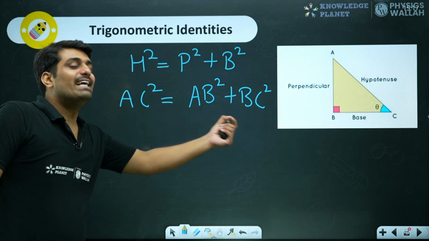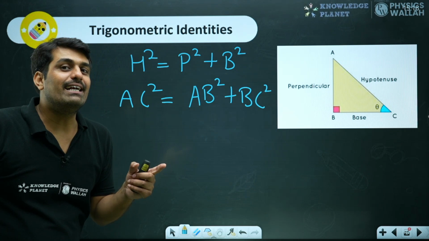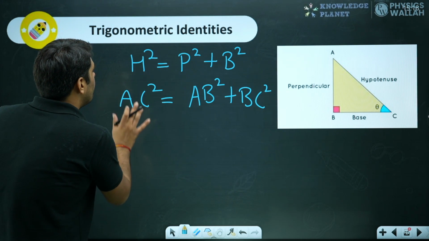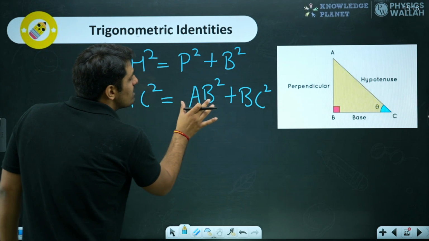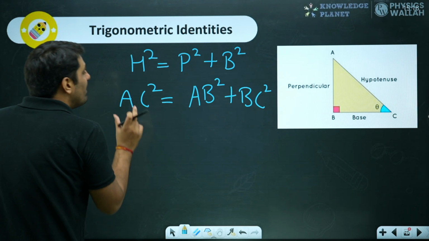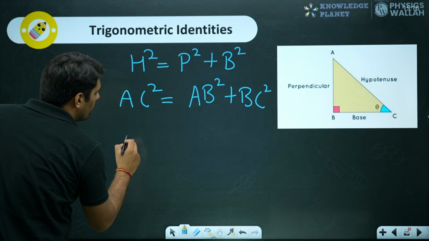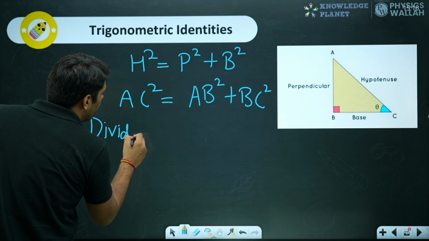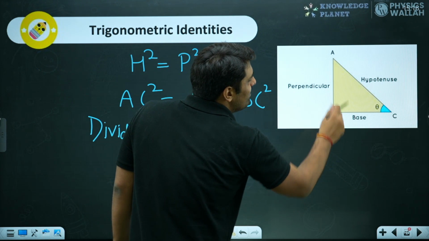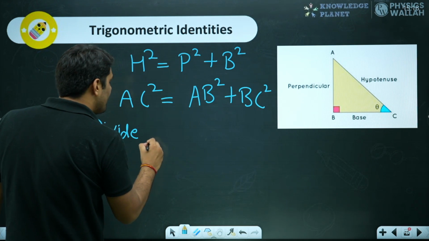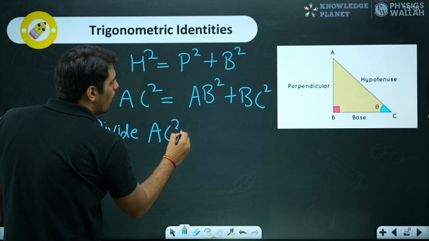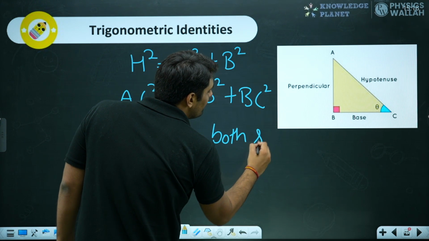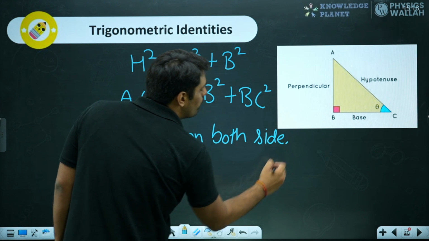Now, this is not an identity. What is an identity? An identity is something for which every value works. This is not an identity at the moment. So over here, if AC square is equal to AB square plus BC square, first of all I'll divide the entire equation by one side. Let me divide by AC square on both sides. If I do the division by AC square on both sides, what will happen?